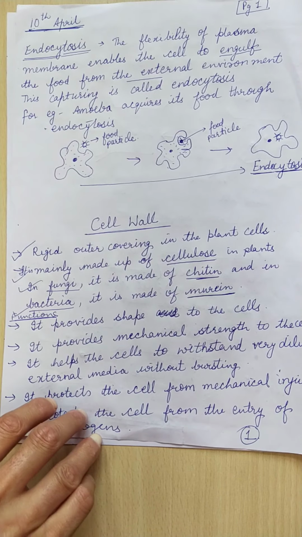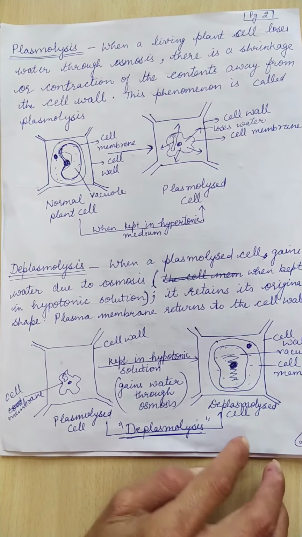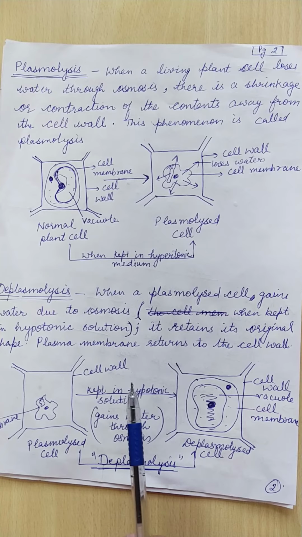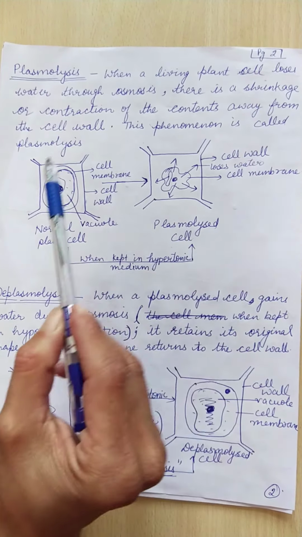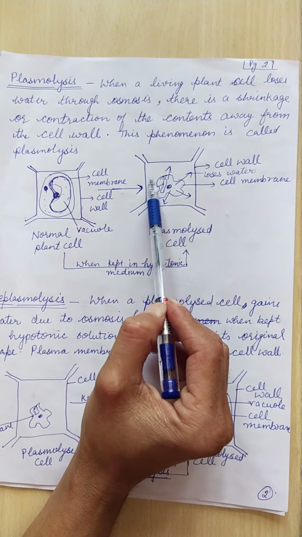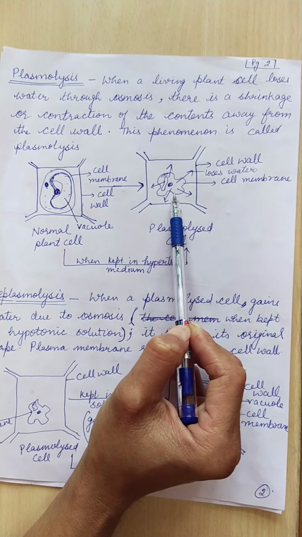Now, when we put a plant cell in a hypertonic solution, what happens is it loses water through osmosis. We have already discussed. So there is a shrinkage of cell contents, and this phenomenon is called plasmolysis.